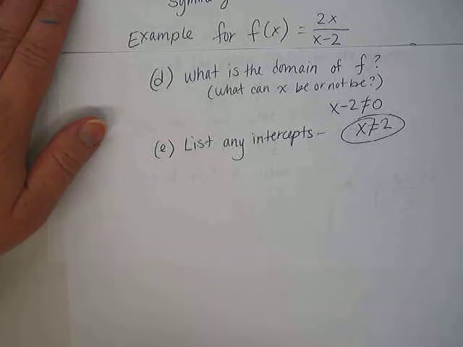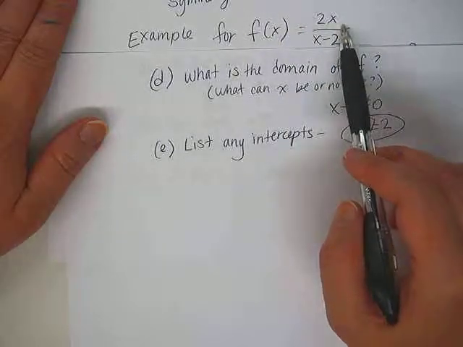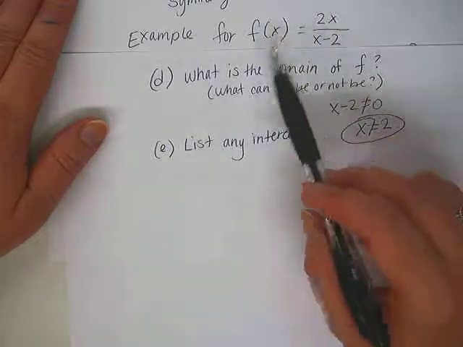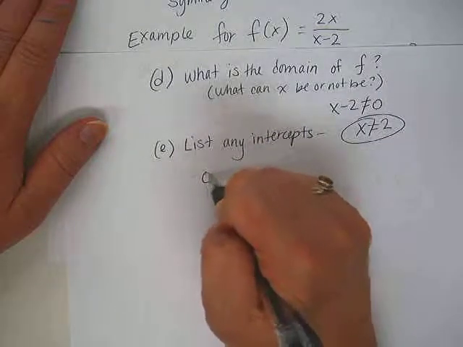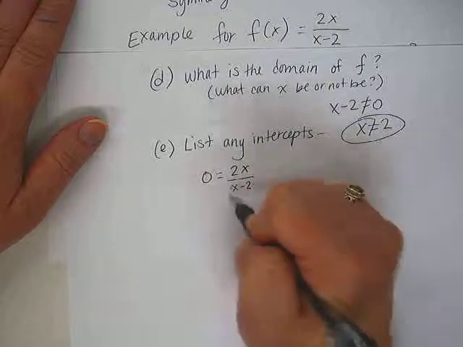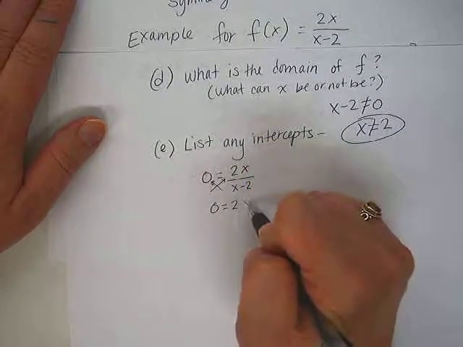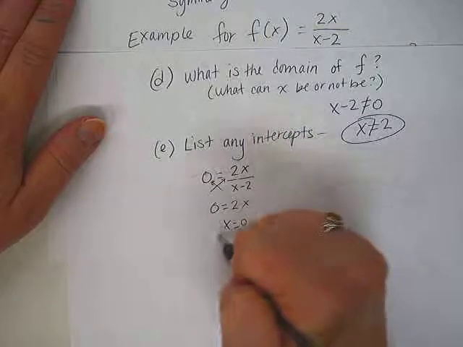Okay, last one. List any intercepts. They didn't actually give us a graph. How do we list intercepts without the graph? We worked on this last week, I think, finding intercepts. How do we find intercepts algebraically? Okay, 0 in for y, solve for x. 0 in for x, solve for y.